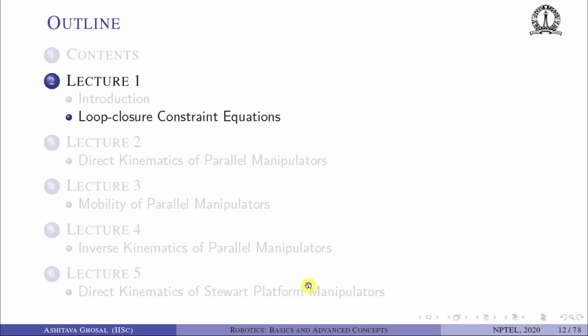So the next topic in this lecture is loop closure constraint equation. This is a very important concept, and again we will use the 4-bar example mainly to show the concept of a loop closure constraint equation.